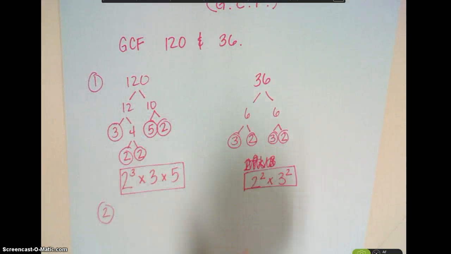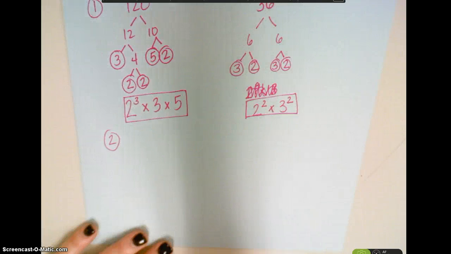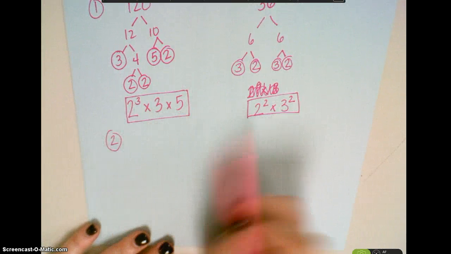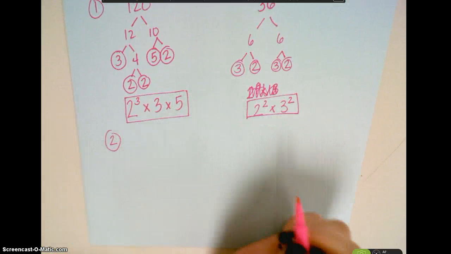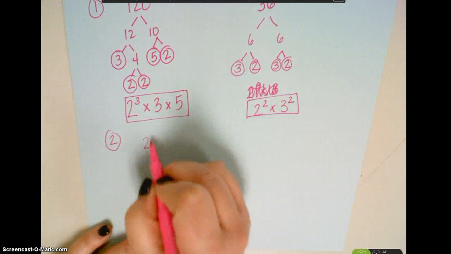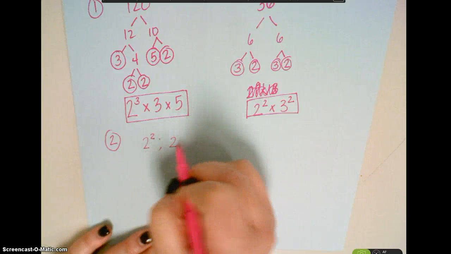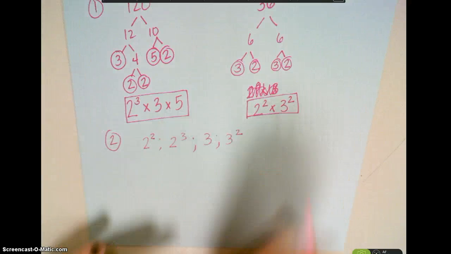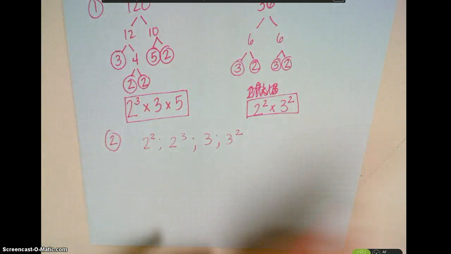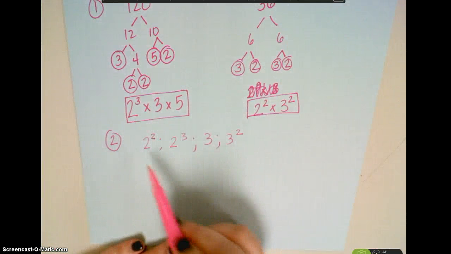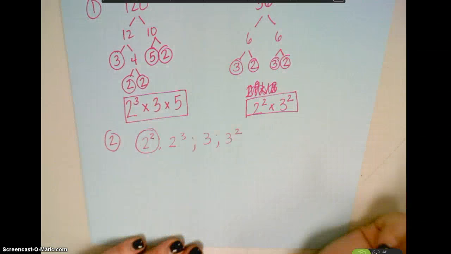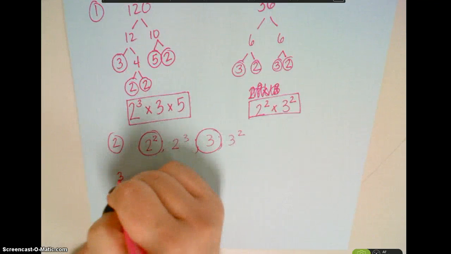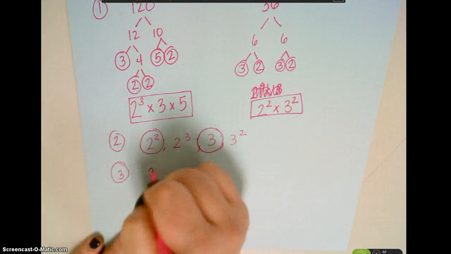So my second step, I'm going to look at all the factors. So I have the 5, I'm not going to use that. So I'm going to use a 2 and a 3. So I've got 2 to the second power, 2 to the third power, 3, and 3 to the second power. So I have both of those in each. I have a 3 and a 2 in each factor tree. So I'm going to be using 2 to the second power because it's the smallest, and then just 3 because it's the smallest. So my third step is going to be to multiply those out.